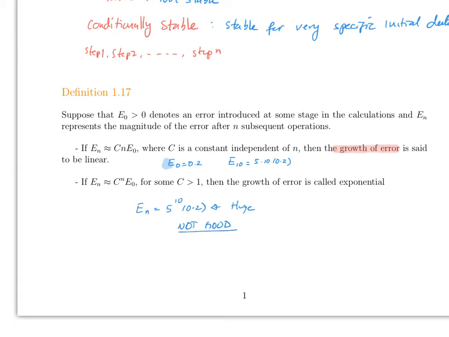So if the error is exponential, then the method is not the best. You need to find something better right away. And in some sense, you can say that this is stable and this is unstable, to follow these things we were taking here.